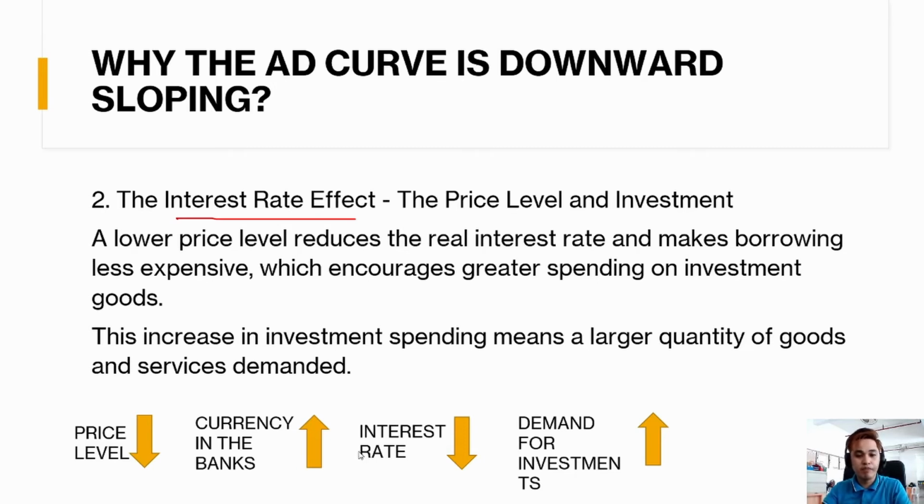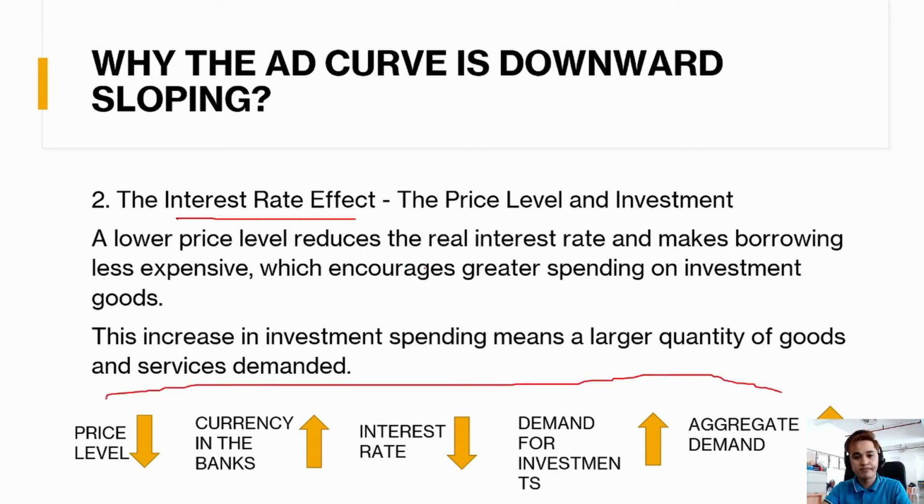Now remember katong components sa aggregate demand, one of the components is the investment spending. So if there's an increase in the investment spending, it will increase the aggregate demand. So that's how the interest rate effect explains why there's an inverse relationship between the price level and the aggregate demand.